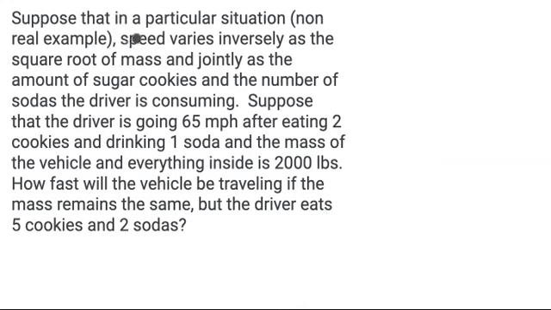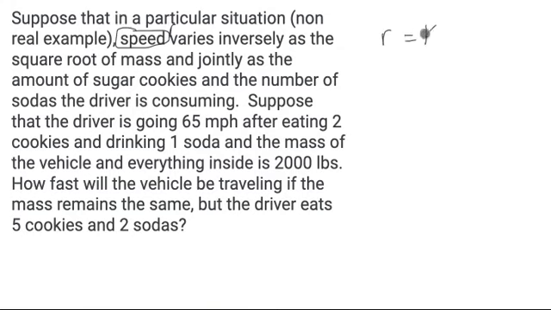Suppose that speed varies inversely. So speed, I'm going to use R for rate. That's only because maybe I want to use S later for something else. But usually you just pick some letters that help you kind of understand what's going on. So here I'm going to let R be for speed, and it's varying inversely. Okay, so there's some kind of proportionality going on.